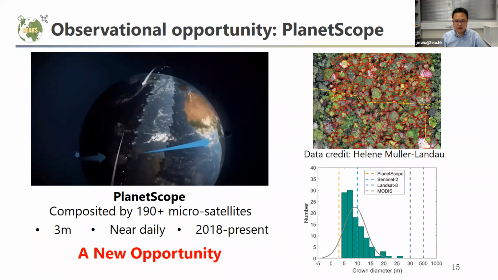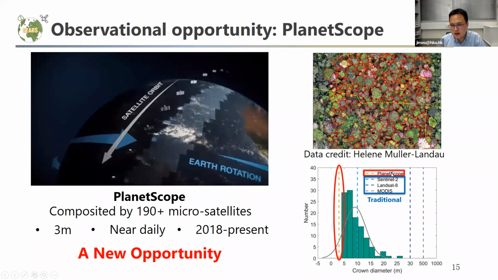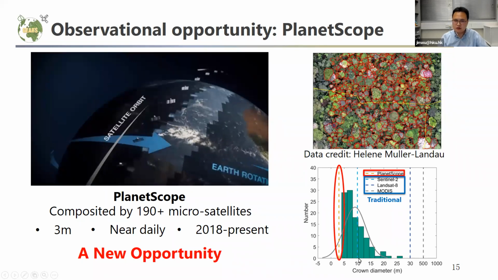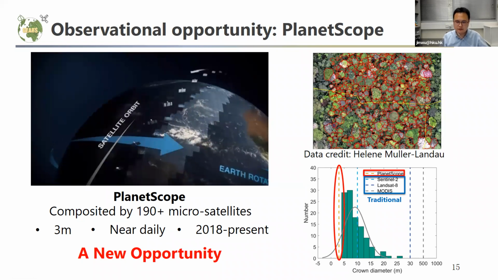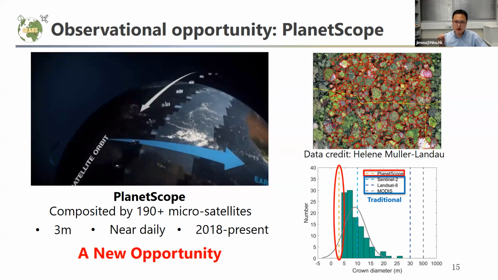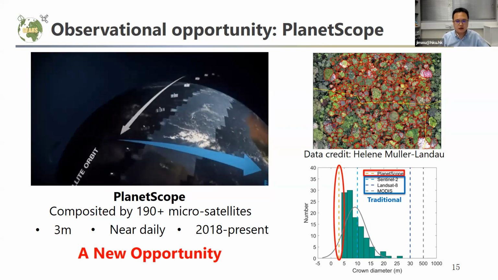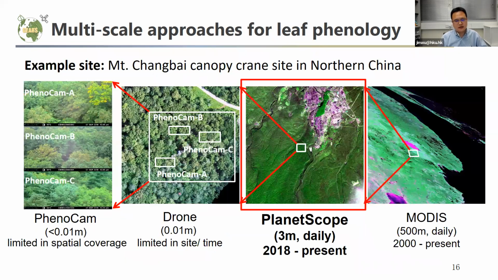And when we overlay the different satellites with their spatial resolutions, what we found really intriguing is that PlanetScope with a 3 meter resolution can capture almost most of the big canopy tree crowns in the forest. This suggests this new satellite technique has the potential to enable us to study fine scale phenology variability. And to test this idea, in 2019, my lab conducted this kind of experiment.